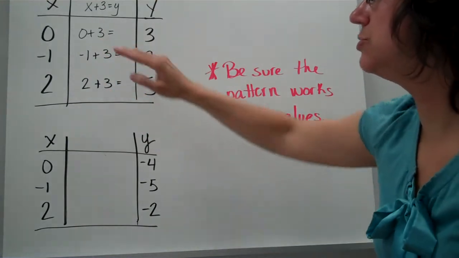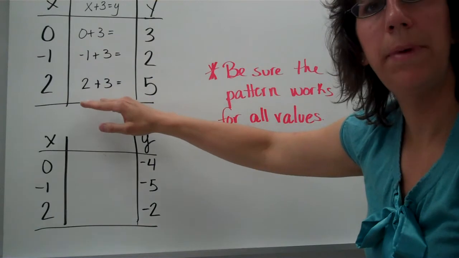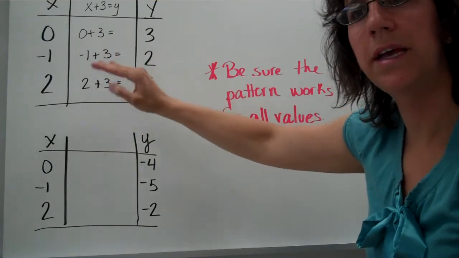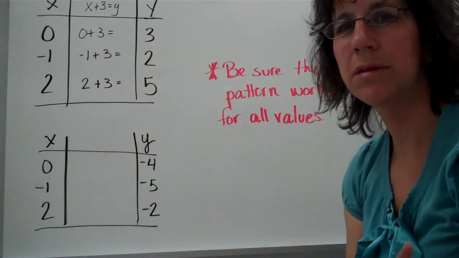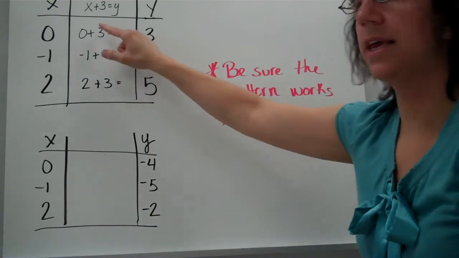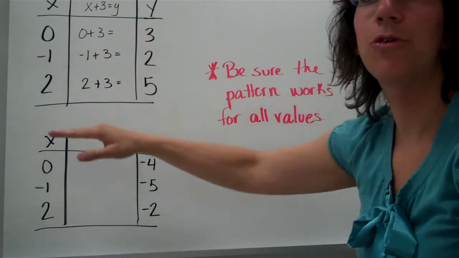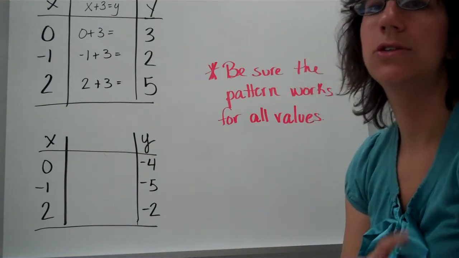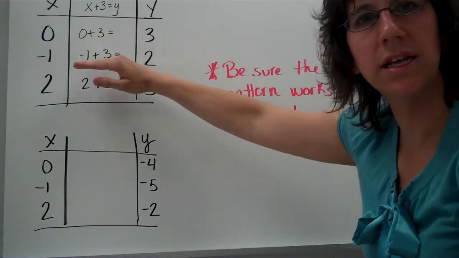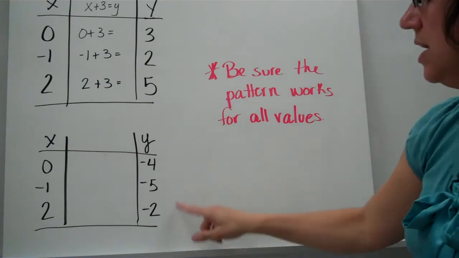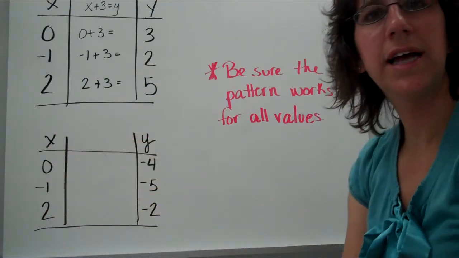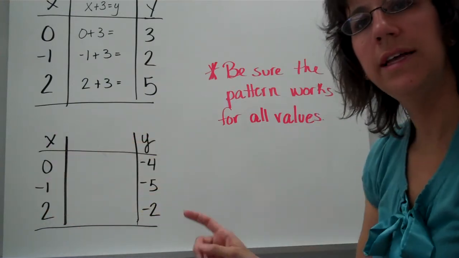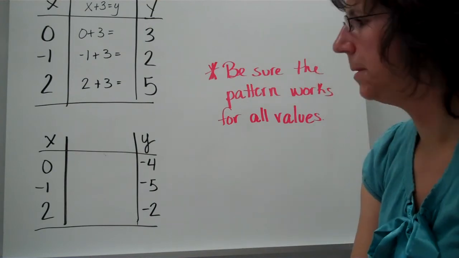Always make sure you check for every single pair of values. That way you can make sure that it truly is the pattern. Sometimes they're going to try to trick you and make it work for the first two, and then the rest doesn't follow suit. And they're going to put that on EOG guaranteed. So make sure that you check for every single pair of values. Here's a function table. Go ahead and copy that function table and see if you can figure out the pattern.